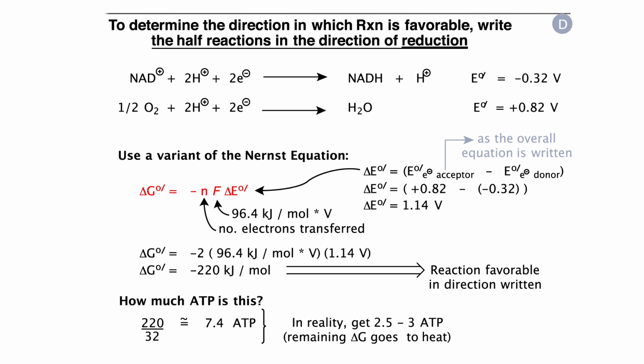If we were going to make ATP, we would divide 220 by 32 because we get about 32 kilojoules of energy by hydrolysis of ATP. And we can calculate that we're going to get something in the order of about 3 ATPs for every NADH that gives up 2 electrons to the electron transport chain.